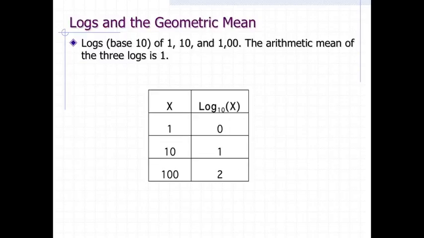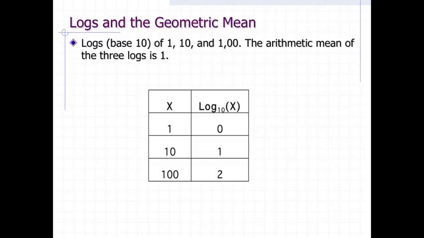The geometric mean has a close relationship with logarithms. This table shows the logs base 10 of 1, 10, and 100. The arithmetic mean of the 3 logs is 1. In case you don't remember about logs, the log is the number you would have to raise 10 to in order to get x. You would have to raise 10 to the 0 power to get 1, to the first power to get 10, and to the second power to get 100.